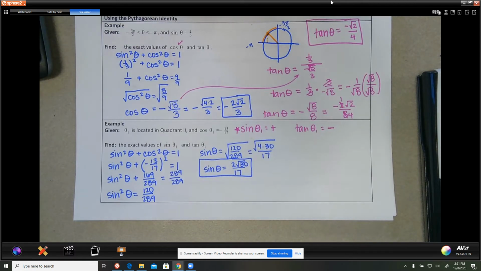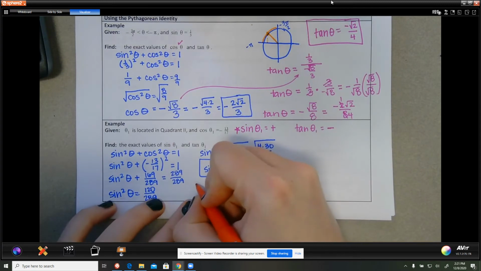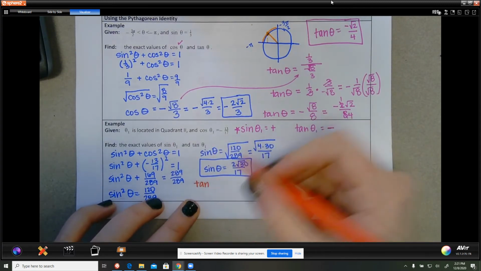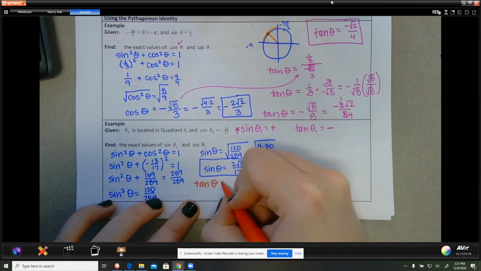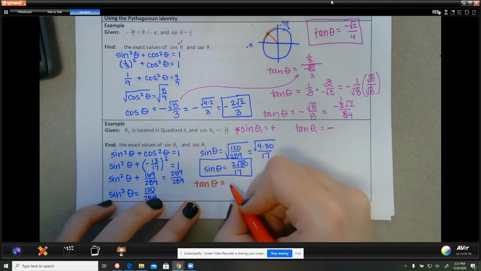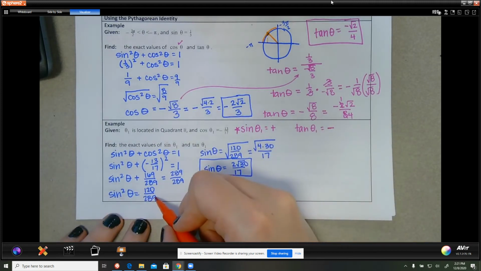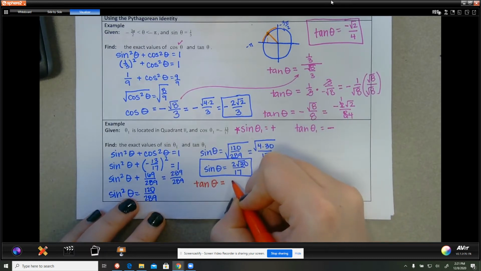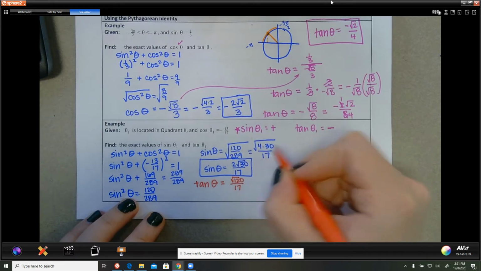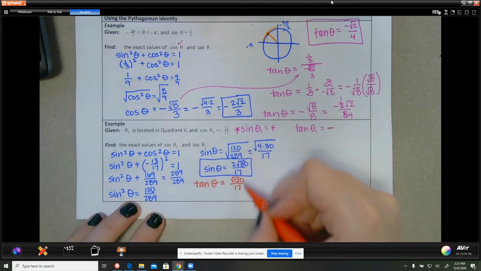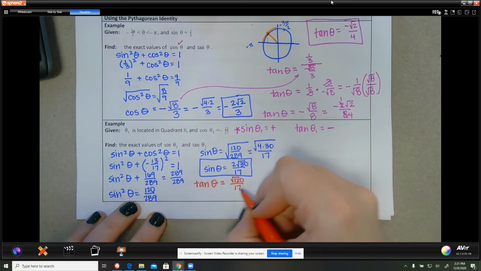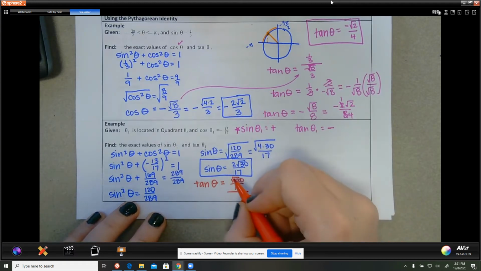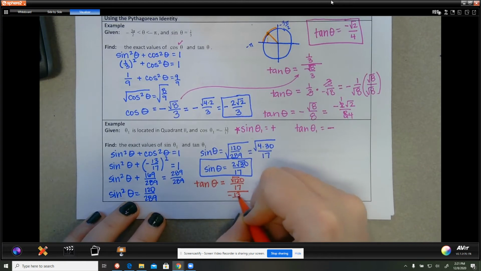All right, so now I can find the tangent of theta, and this should end up being negative. I'm going to save all the room I can. So tangent of theta is going to be sine over cosine. And I'm going to use this value right here. Square root of 120 over 17. Okay, so I'm just going to kind of simplify this version of that. All divided by cosine, which was negative 13 over 17.